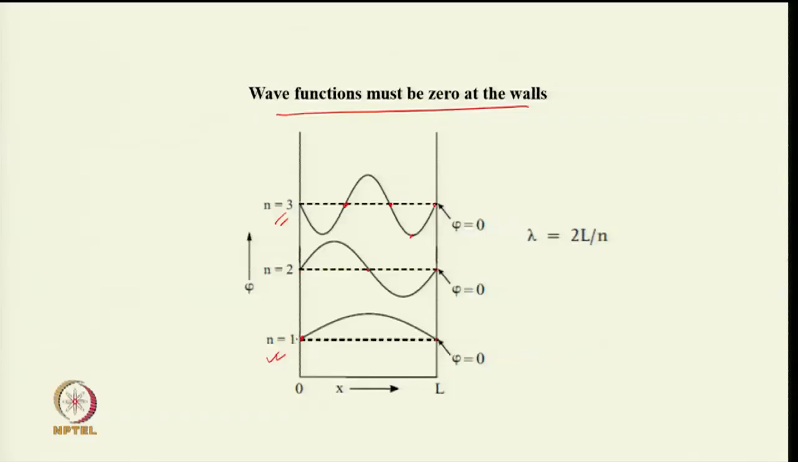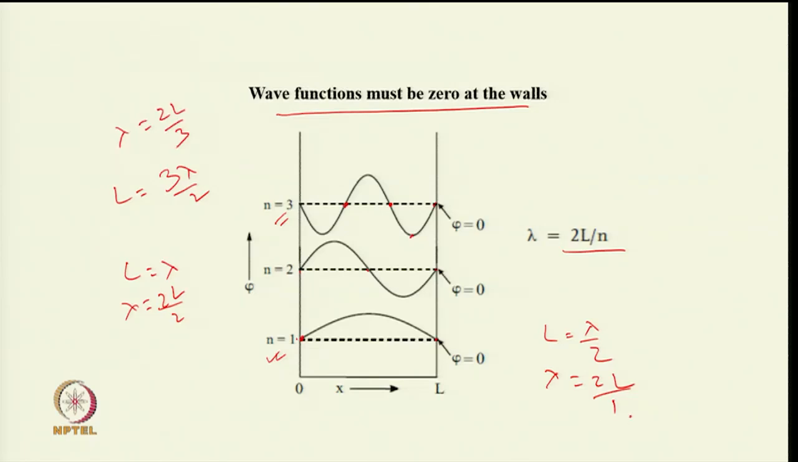And if you look at the wave functions, you will find that the wavelength lambda should be equal to 2L divided by n. If n is equal to 1, then lambda is 2L, since L is equal to lambda by 2 in this case. For n equal to 2, L is equal to lambda, or lambda is equal to 2L by 2. And for n equal to 3, L is equal to 3 lambda by 2, so lambda will be 2L by 3.